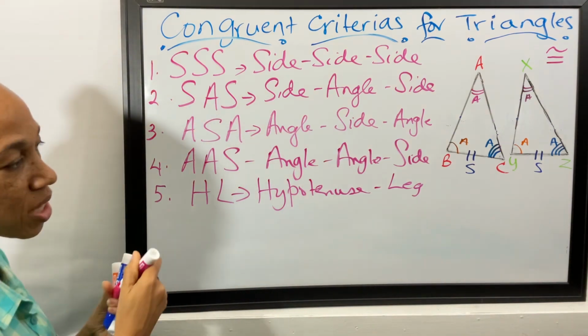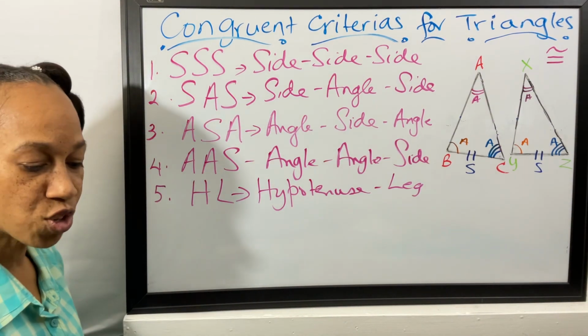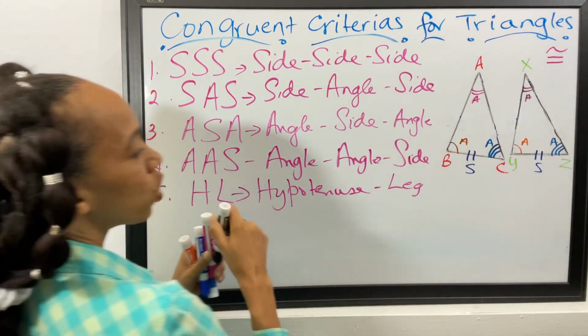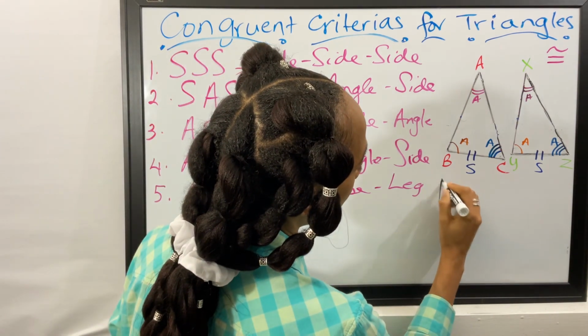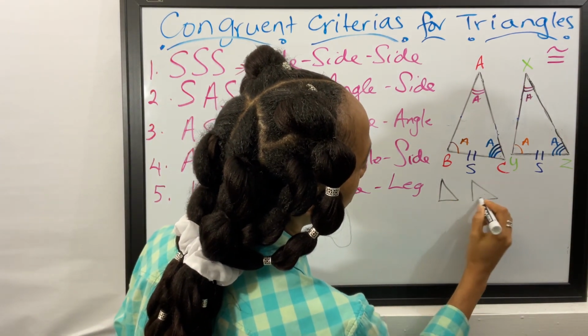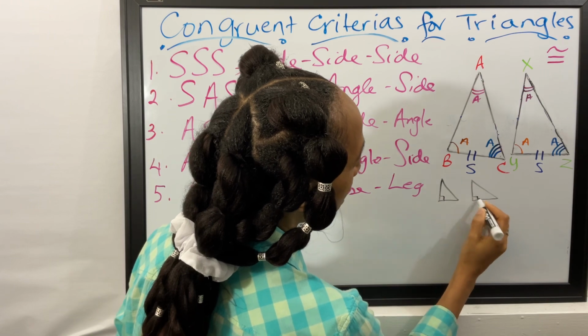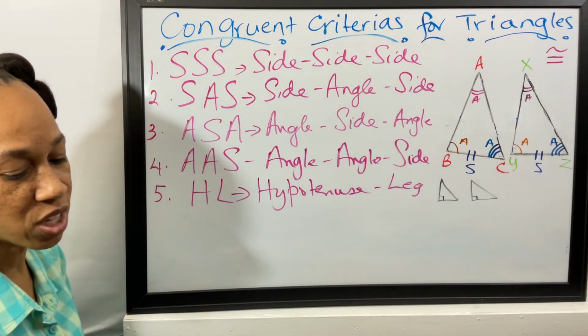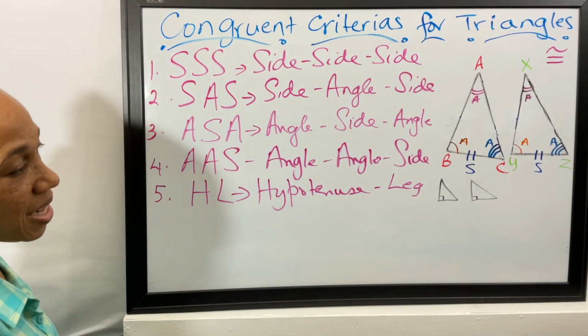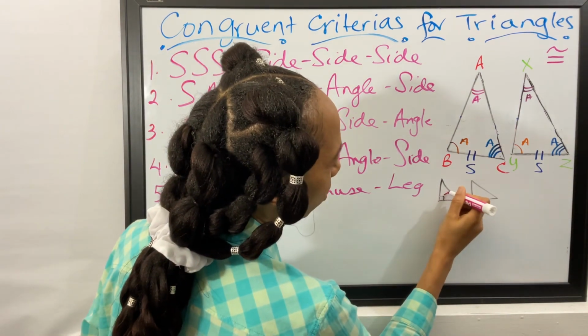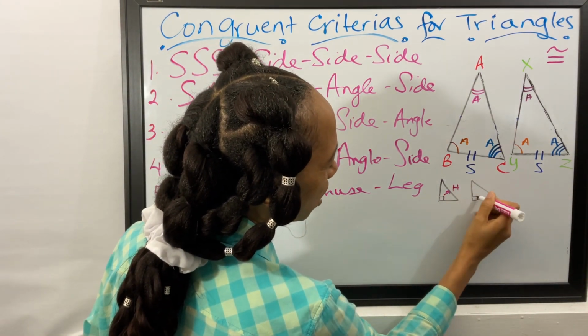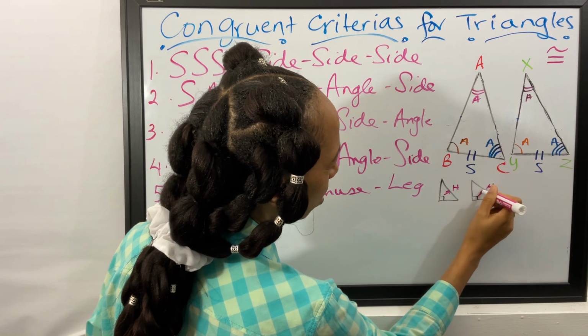And the hypotenuse leg only works for right triangles. So you have to have a right triangle there. Not drawn to scale, okay? You have your right angle there. And obviously because you have your right angle there, then the segment opposite the right angle here would be your hypotenuse. This is your hypotenuse, all right?